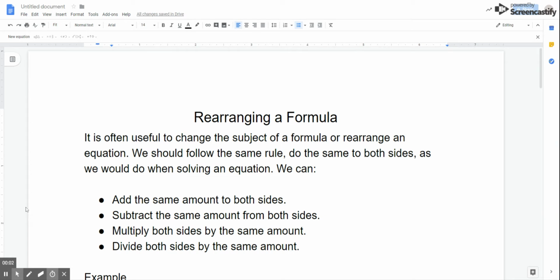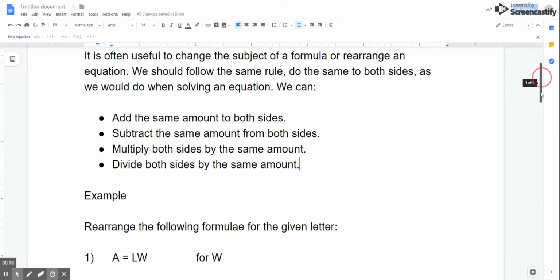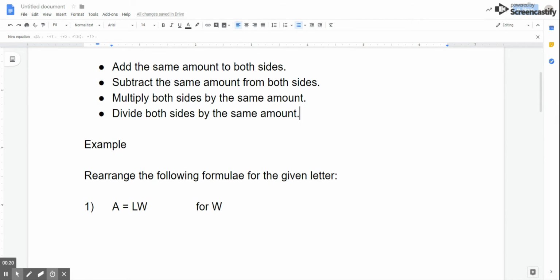Rearranging a formula. It is often useful to change the subject of a formula or rearrange an equation. We should follow the same rule, do the same things to both sides as we would do when solving an equation. We can add the same amount to both sides of the equation, subtract the same amount from both sides, multiply both sides by the same amount, or divide both sides by the same amount. Let's look at a few examples.